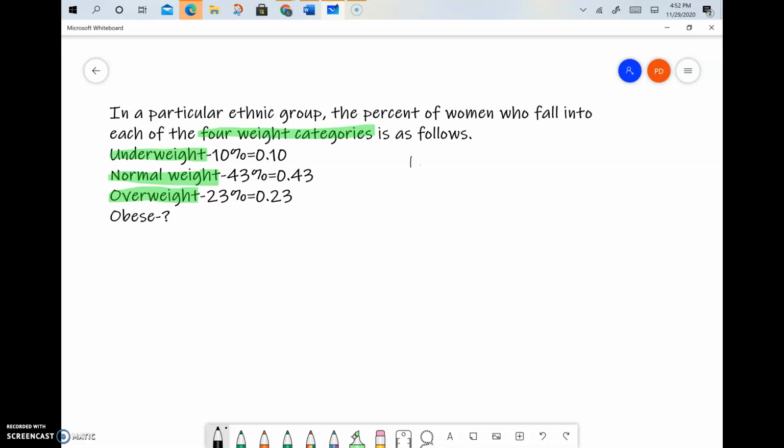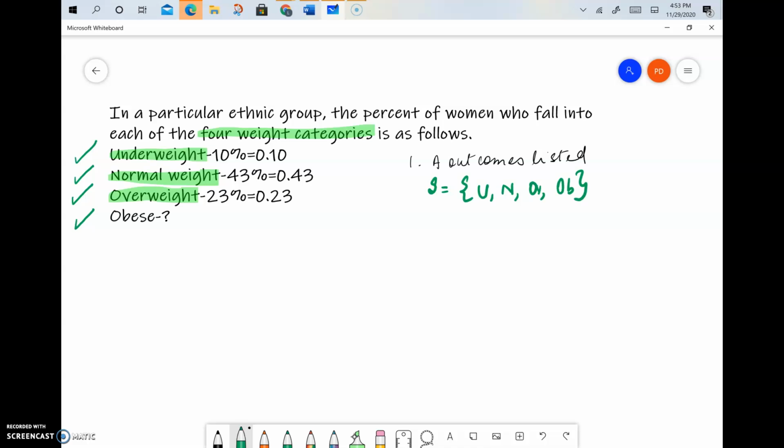So number one, all outcomes are listed. And what are the outcomes here? Underweight, normal weight, overweight, obese. So these are the four weight categories. So if you had to write down the sample space, it would be underweight, normal weight, overweight, obese. So those are the four outcomes, and all possible outcomes are listed.